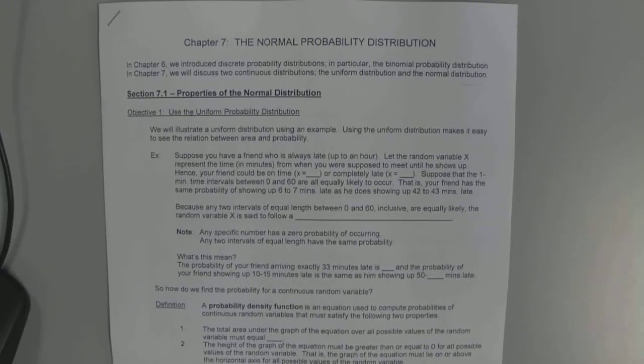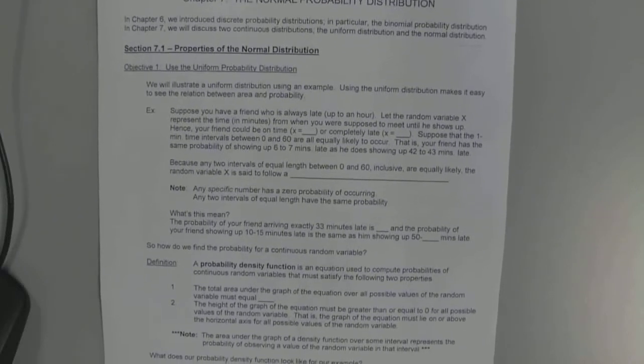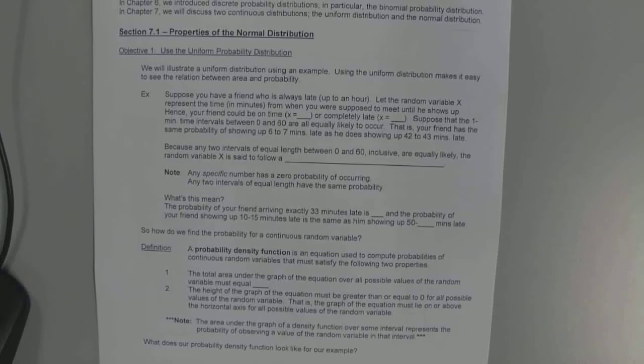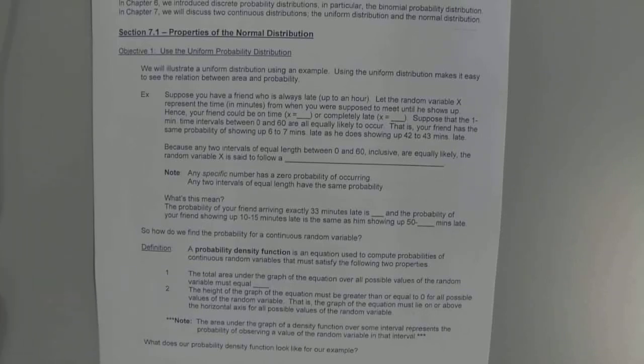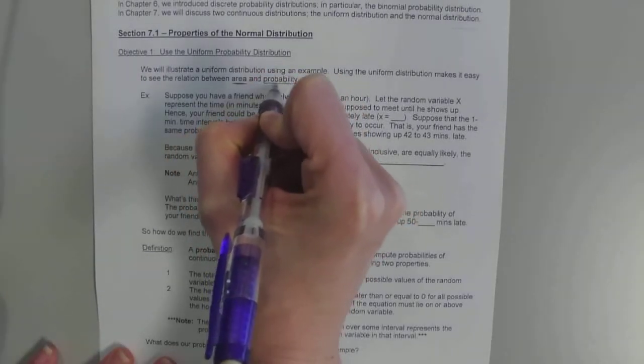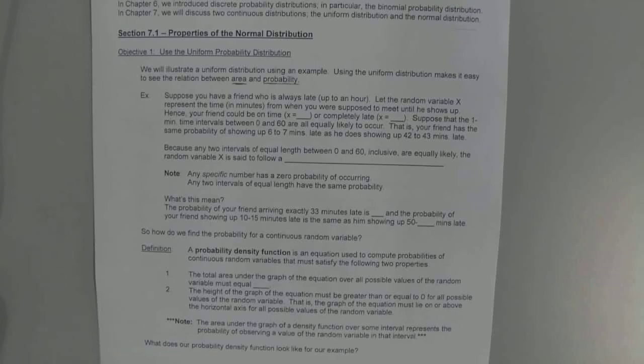Before we get to the normal, we need to talk about the uniform first. So let's look at objective 1. It says, use the uniform probability distribution. We will illustrate a uniform distribution using an example. Using the uniform distribution makes it easy to see the relationship between area and probability. And that's the key thing, guys. From now on, area is going to be probability, okay? So whatever we shade is going to be consistent with the probability of that random variable occurring, all right?